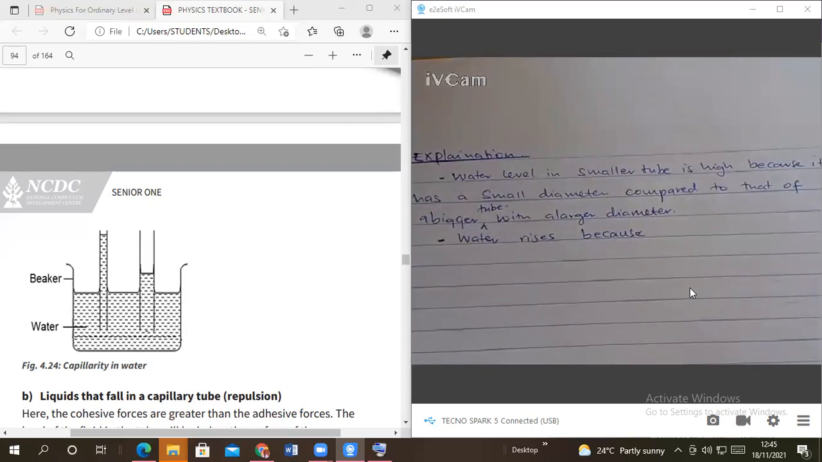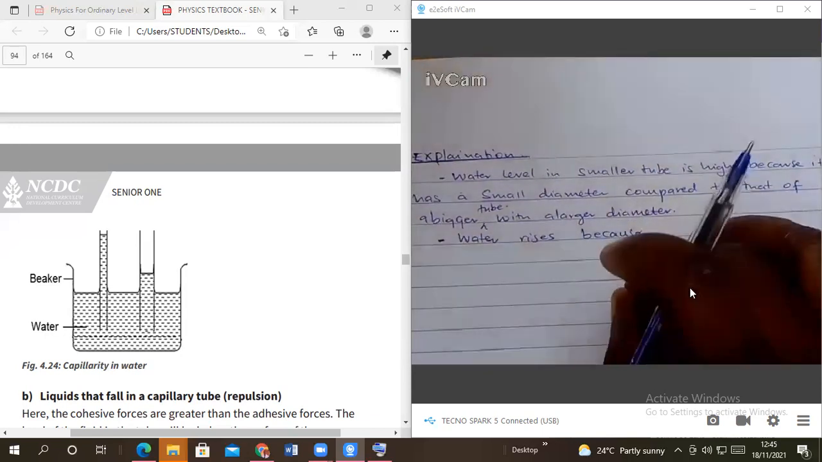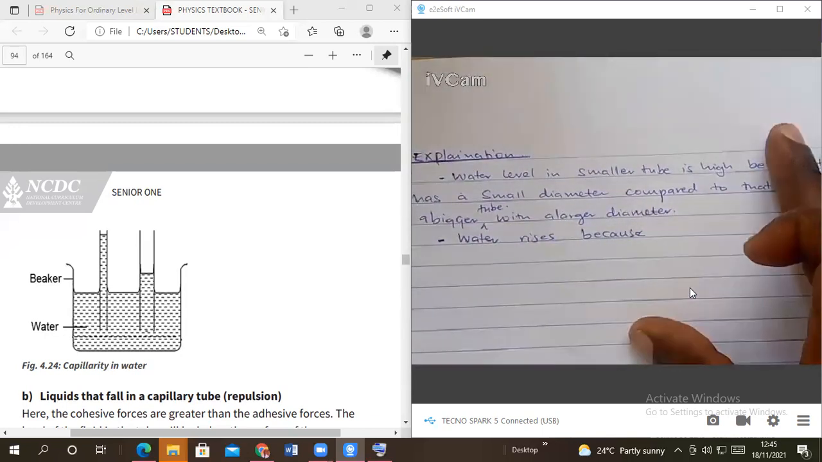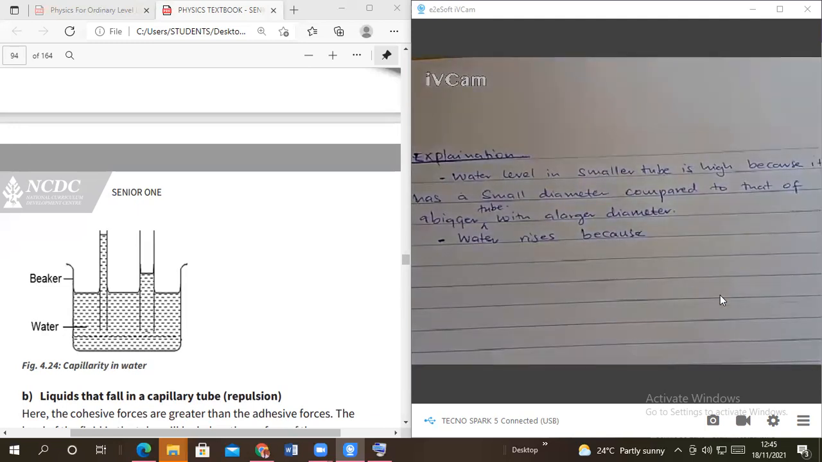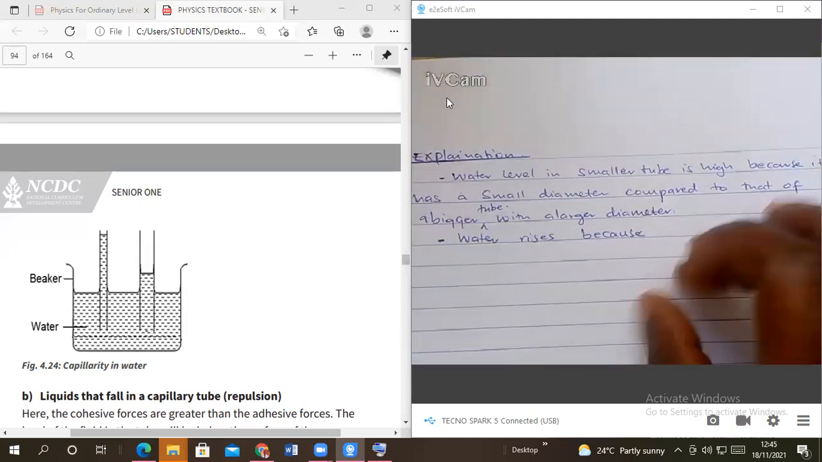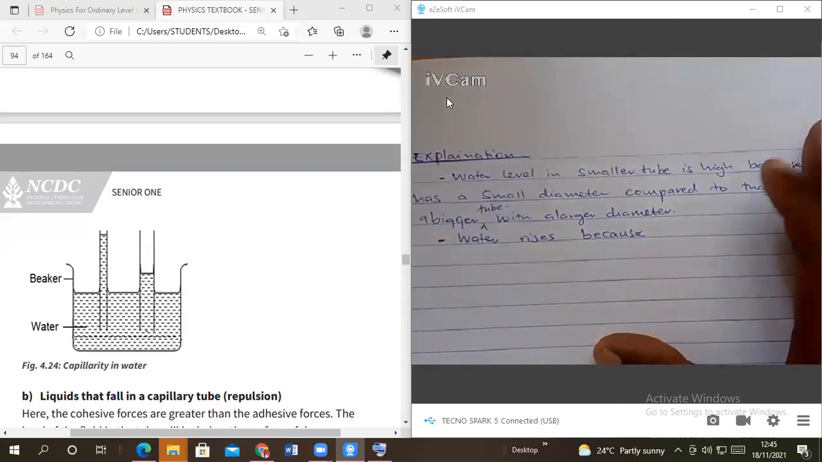Water rises. Catherine, you can just pinch the screen of the phone. You can just pinch it if you are using a phone, and then you zoom in.